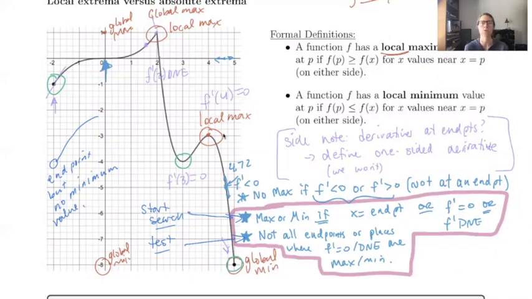Okay, so the moral of the story is: start your search for extreme values by looking at endpoints and places where the first derivative is 0 or undefined. And then you have to test all of those points. So that's the moral of what we've got going on here. What questions do you have for me?